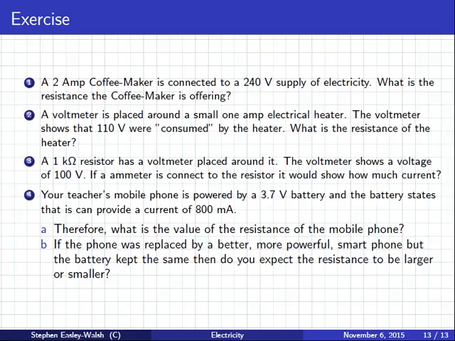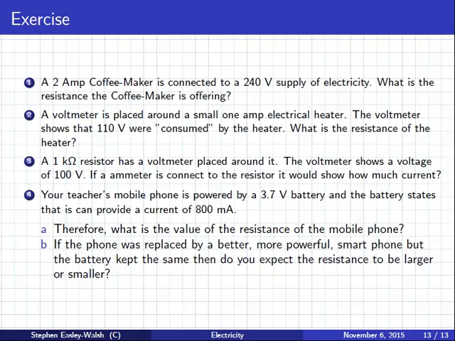Finished? Let's do the answers together. Let's just see what you got. So, what was the resistance for the first one? 120 ohms. For the second one, what was the resistance? 110 ohms. For the third one, what is the current? 0.1 amps, or how many milliamps? 100 milliamps.